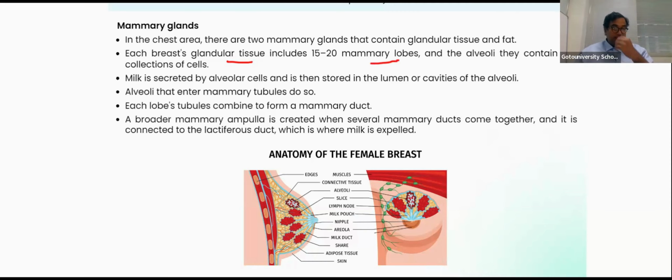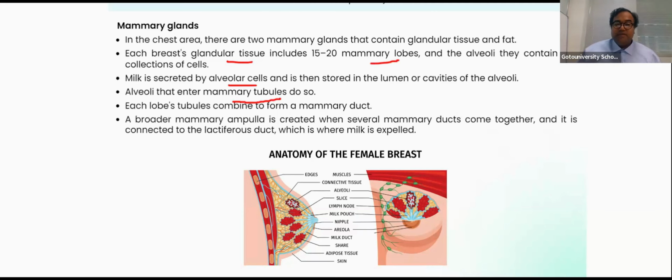We need to understand the alveolar cell of the mammary gland of the mammary lobe of the breast. Like this, we need to understand. Inside the breast, partitions are there. That is called the mammary lobe. Inside the mammary lobe, mammary glands are present. Inside the mammary glands, the cell which is present is the alveolar cell that makes milk. So the alveoli enters the mammary tubule, right?